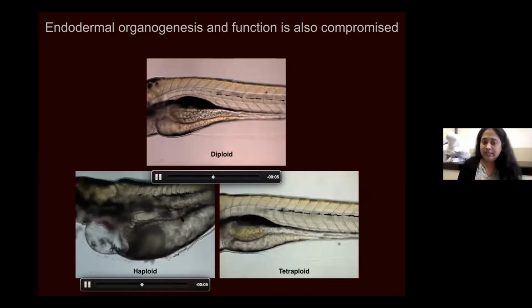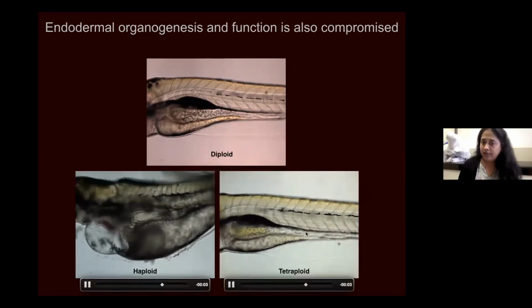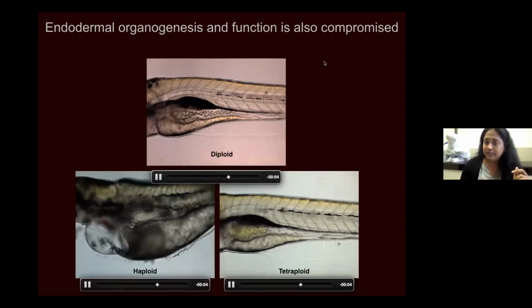So you can see that the gut in the haploid and the gut in the tetraploid, the peristaltic movement is also perturbed. So not just, again, this is also a condition where the cells are bigger or smaller, and this is a second organ system in which function is compromised, and something we are looking to study in further detail.